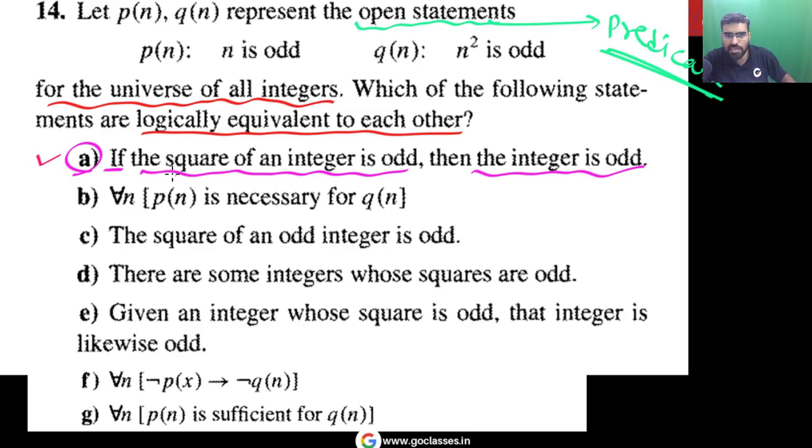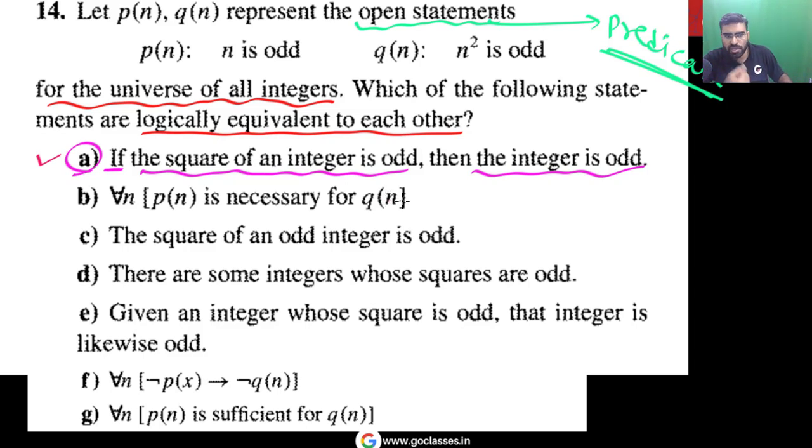In this statement, basically we are saying, if the square of an integer is odd, then for all integers, that integer is also odd. So this type of statement is a universally quantified statement. Now you will be thinking, sir, where is it given? In statement A, where is it given that it is universally quantified? In this statement, we don't know. You might be wondering whether it is existentially or universally quantified.